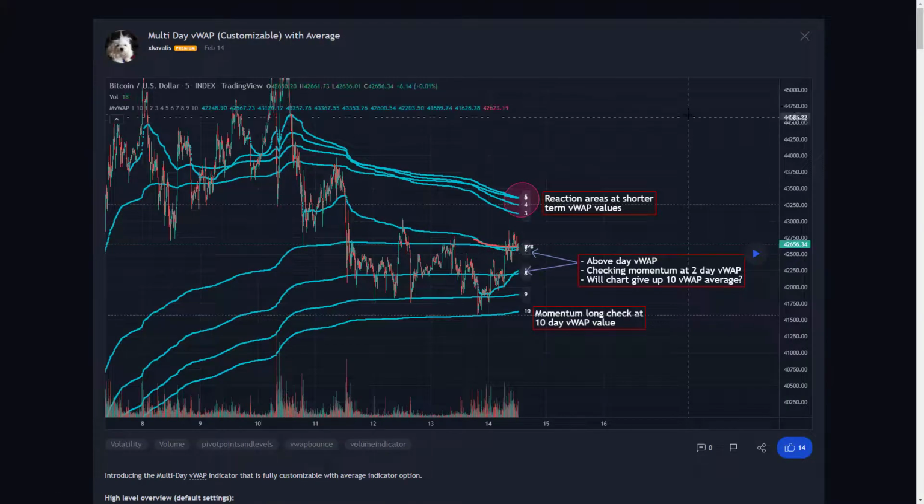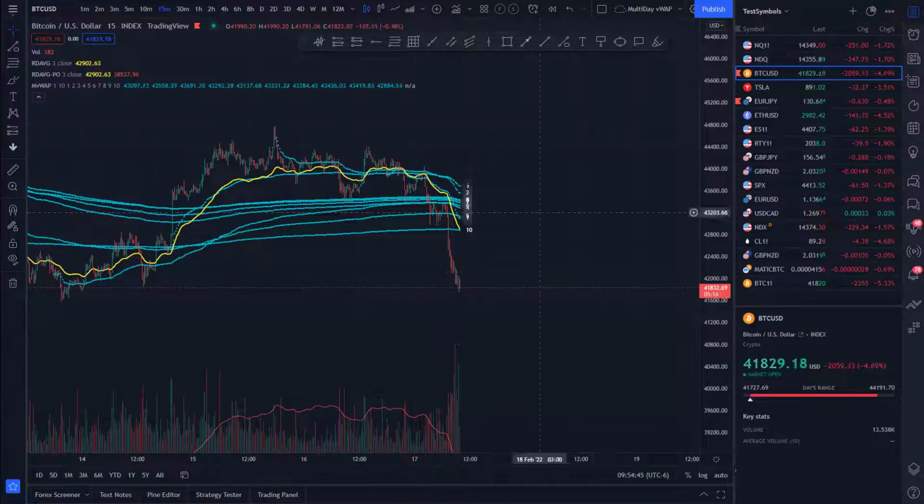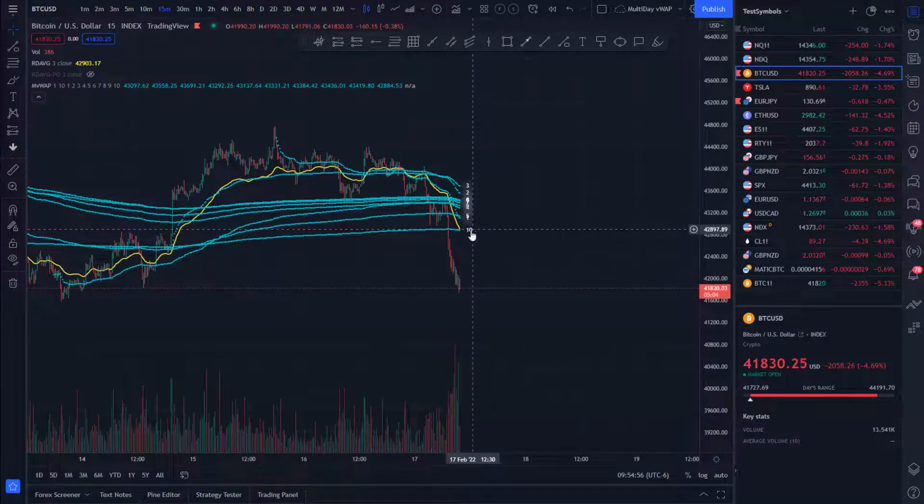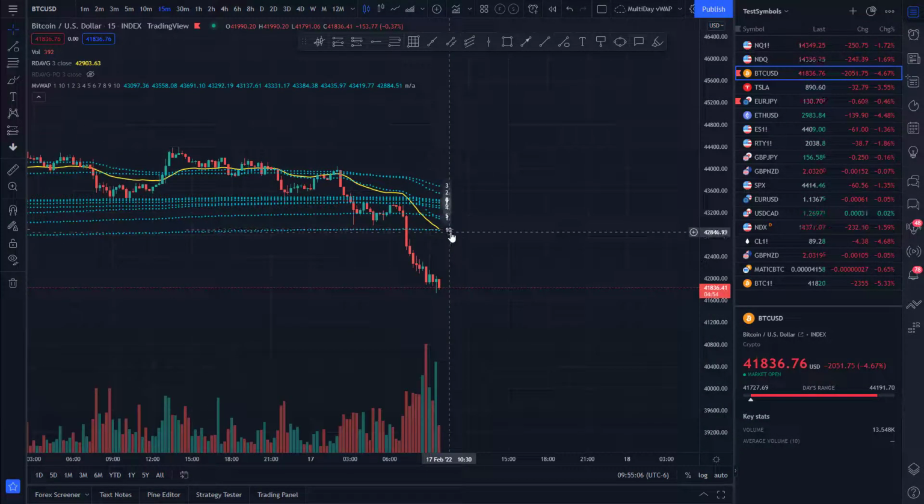Let's jump over to a chart and let's talk about using this indicator. On this chart, we have the RexDog average, which is the yellow line, and then we have the multi-day vWap. By default, it plots the last 10-day vWap values, and it has a label here, so you can see this number 10 is obviously 10 days back.